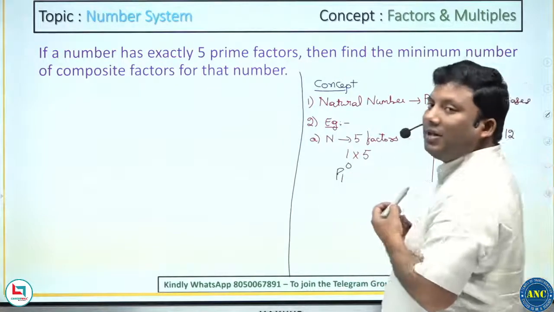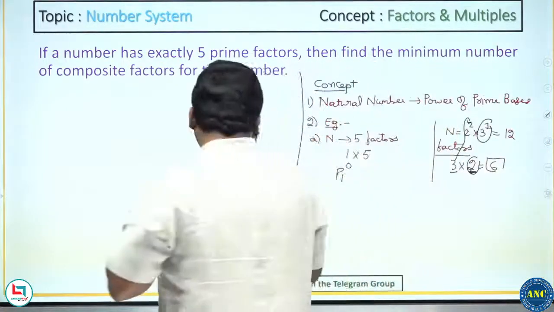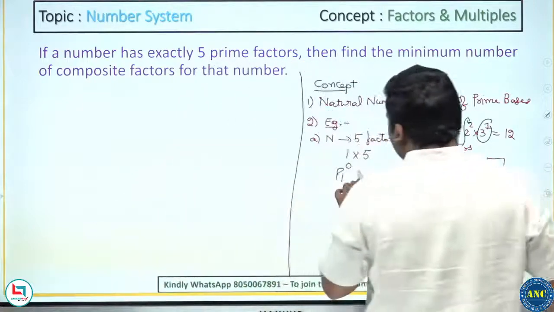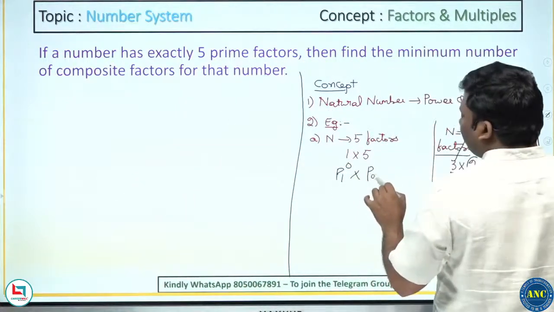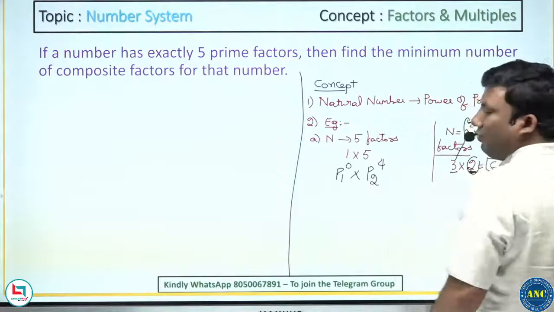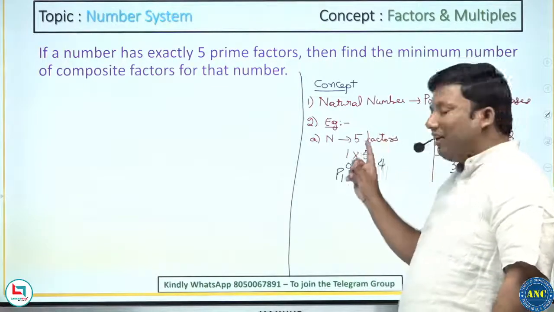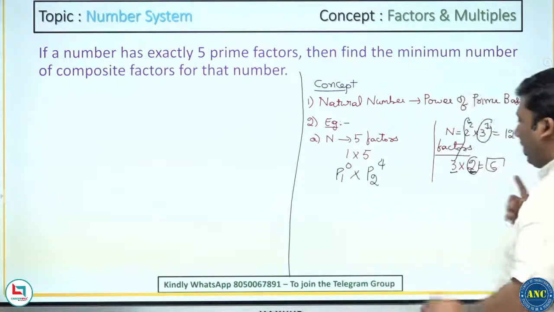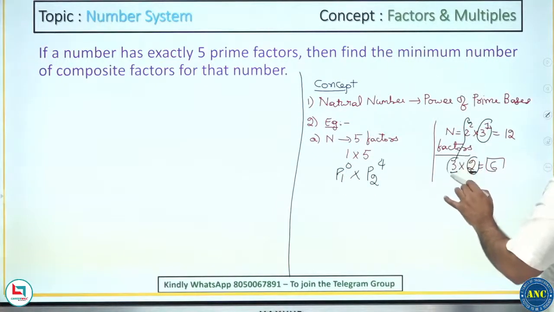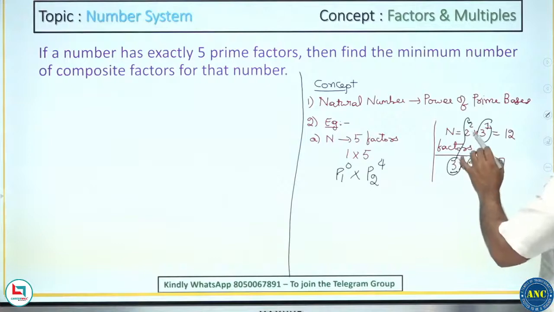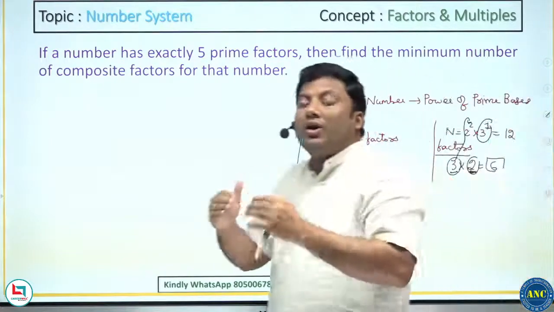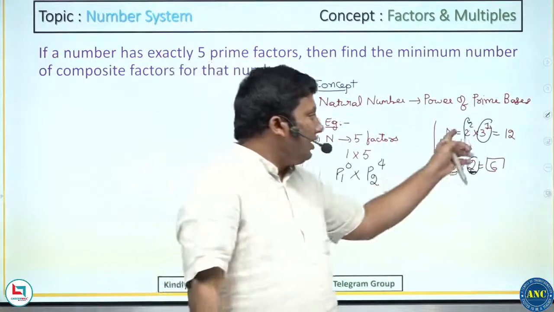What are prime bases? P1 is a prime base. If it is 5, power should be 4. Can I write like this? Yes or no? 5 factors can be written as 1 into 5. If in the factors I got 3 into 2, 3 means from 0 to 2 I got 3 cases. So it is 2 square.